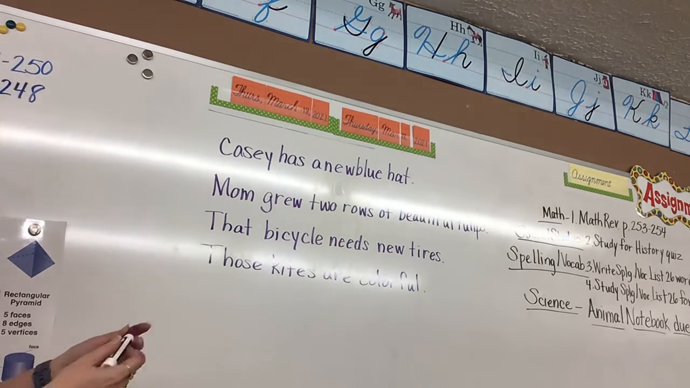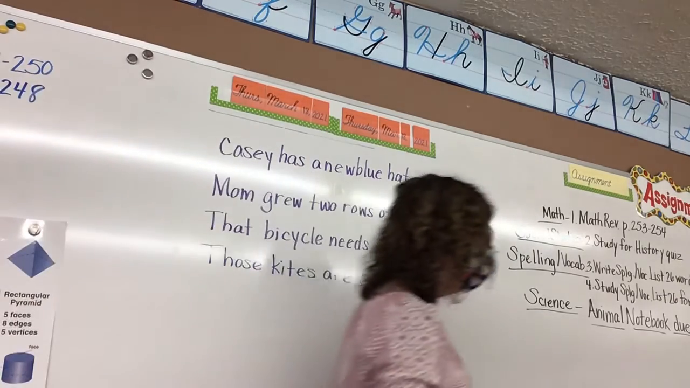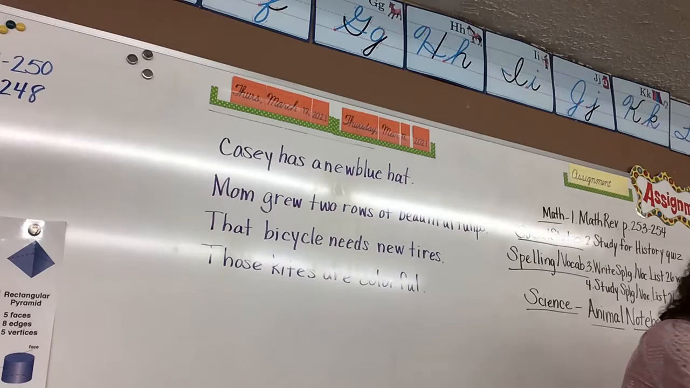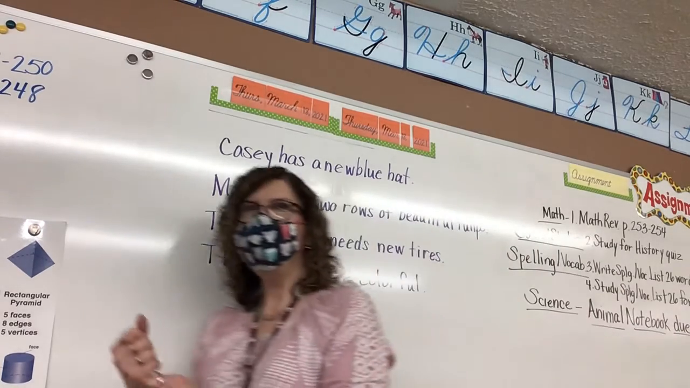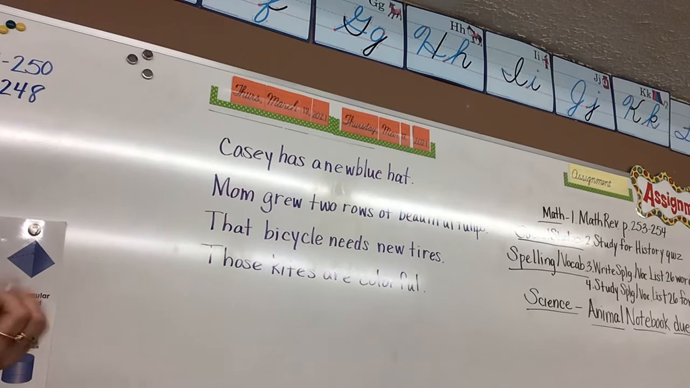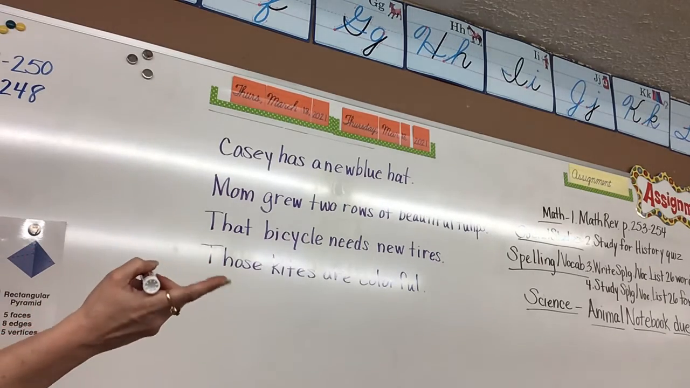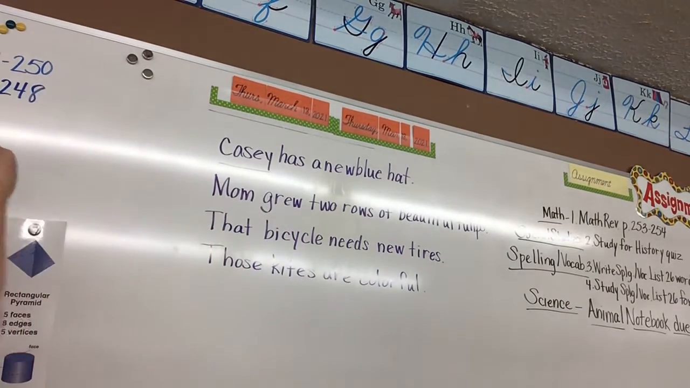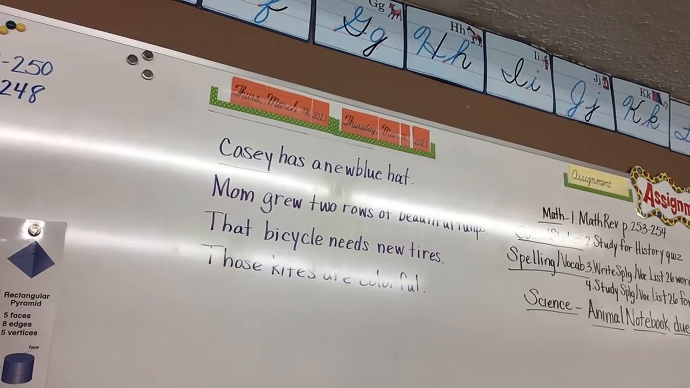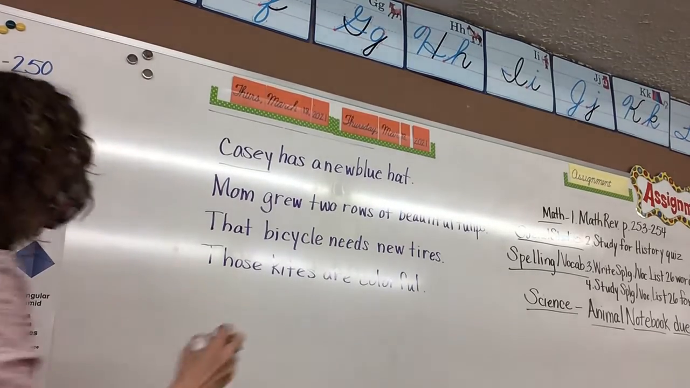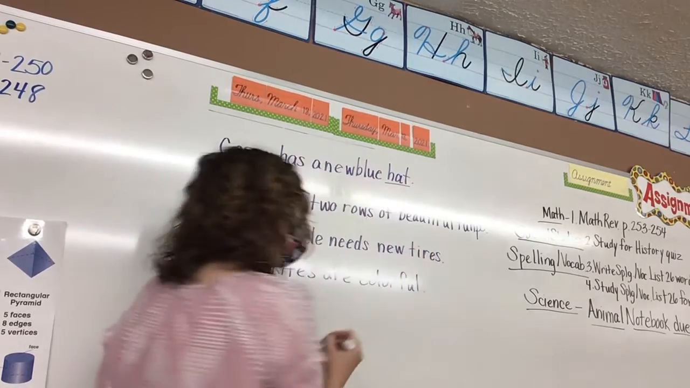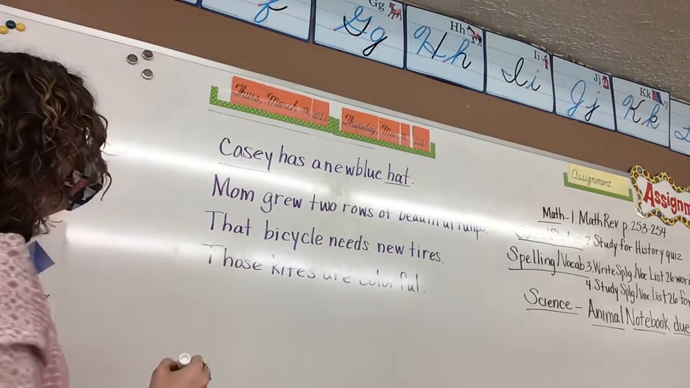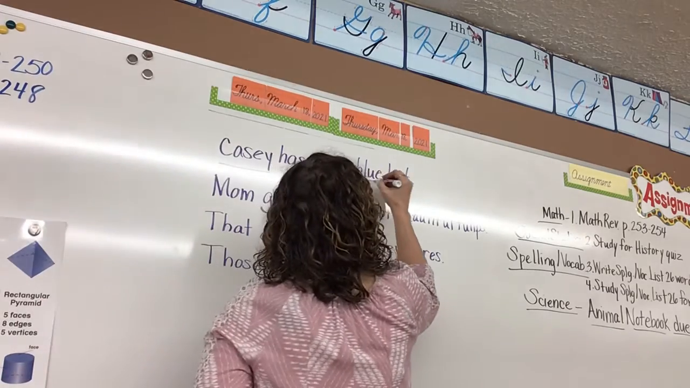Read the first sentence with me. Casey has a new blue hat. All right, so what is the first noun? Casey is a noun. Does it have any adjectives? No. Okay, so we're going to move on from Casey. All right. What is the second noun? Yes, hat. The second noun is hat. Does it have any adjectives? Yes. What's one of them, Riley? Blue. Very good. So we'll circle blue.